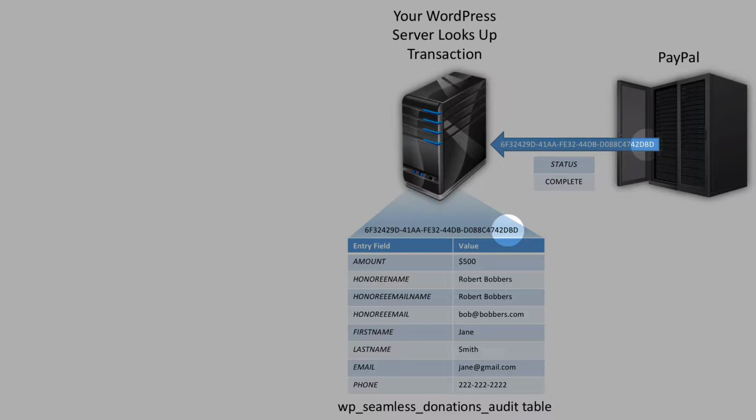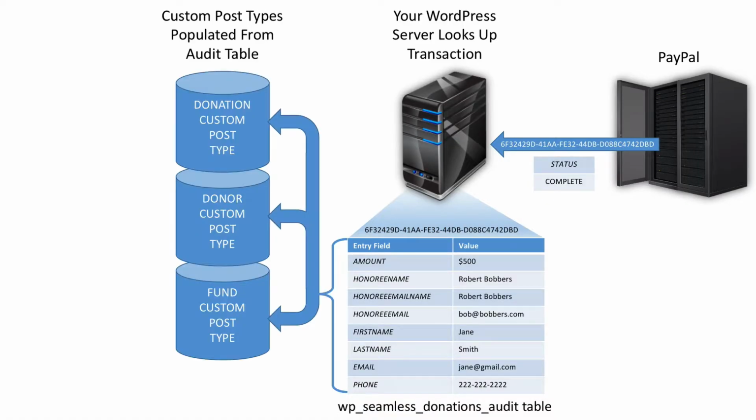It takes the information in that audit table and uses that to build your donation custom post type, your donor custom post type, and your fund custom post type, and populate those individual tables as you do the transaction. So that's how we make sure that what is actually entered at the beginning by the donor winds up in your tables at the end.